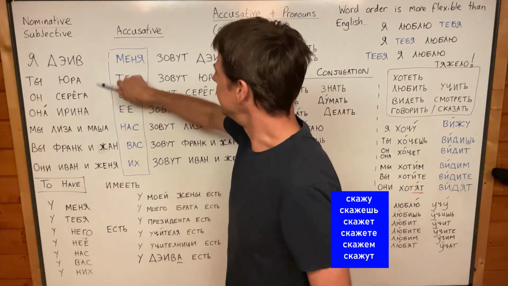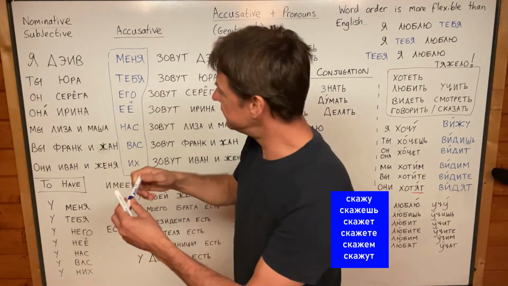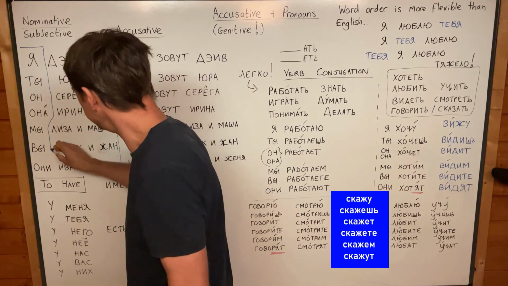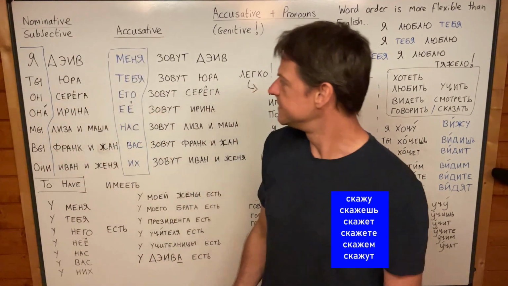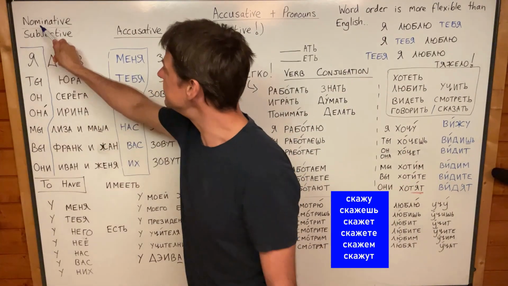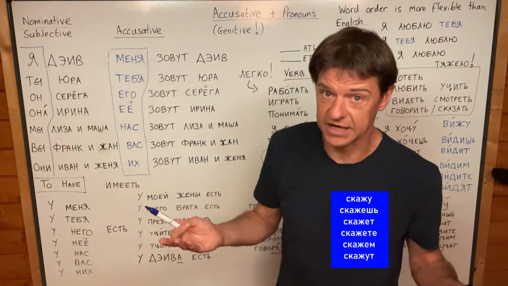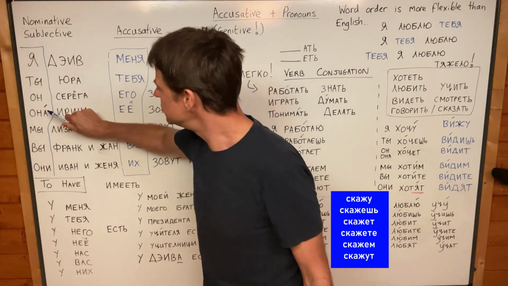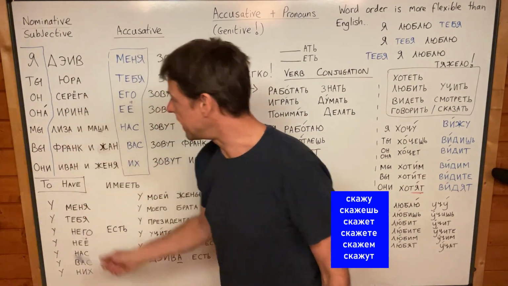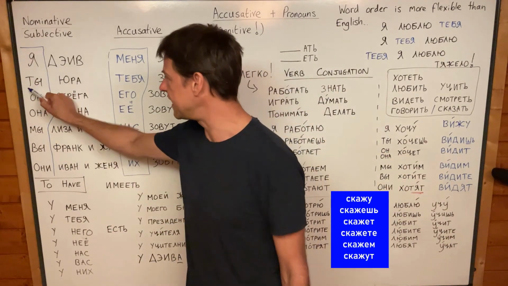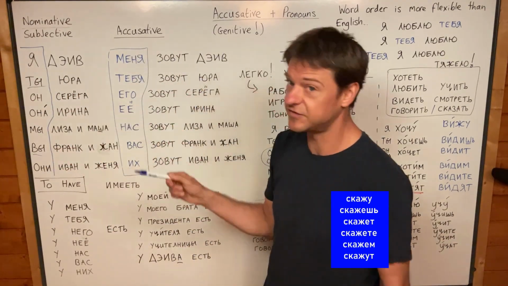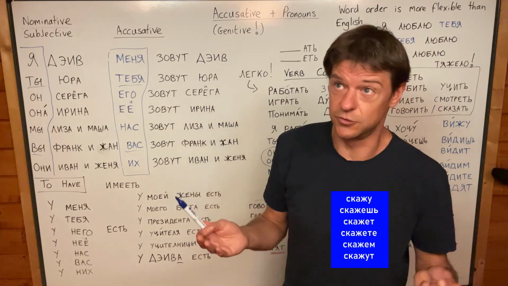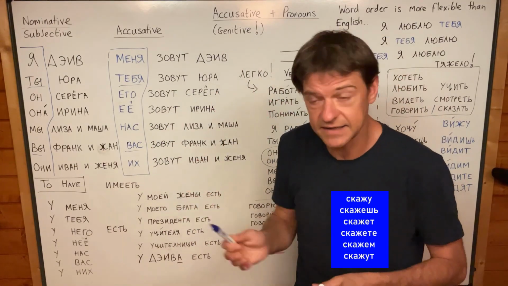Now, here we have all the pronouns in the nominative case. Я, ты, он, она, мы, вы, они. All of those pronouns are in the nominative case, the subject case, the subjective case. So I, you, he, she, we, you, they. And please notice that you and you are exactly the same in English as the object form you. We use you in the subject and in the object.